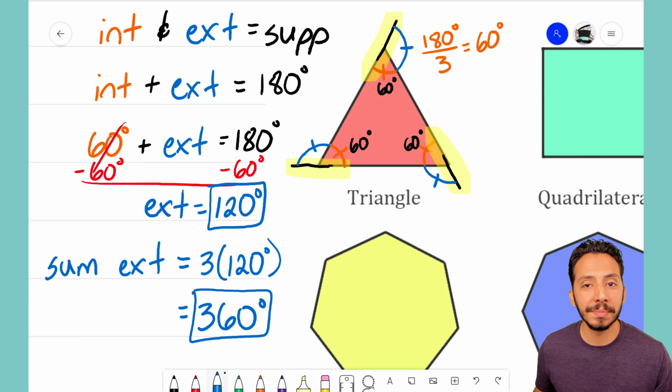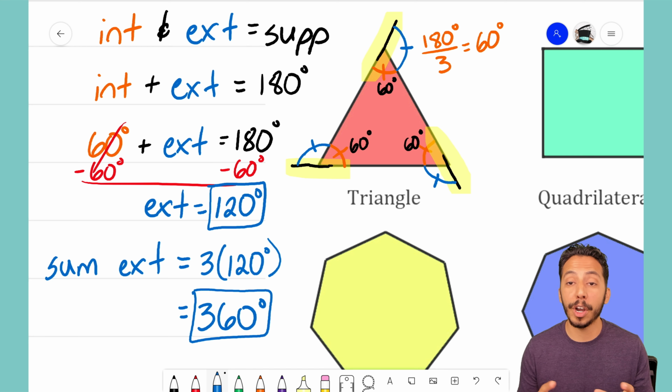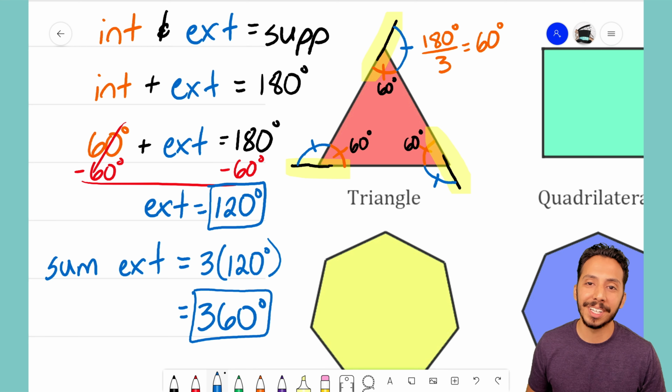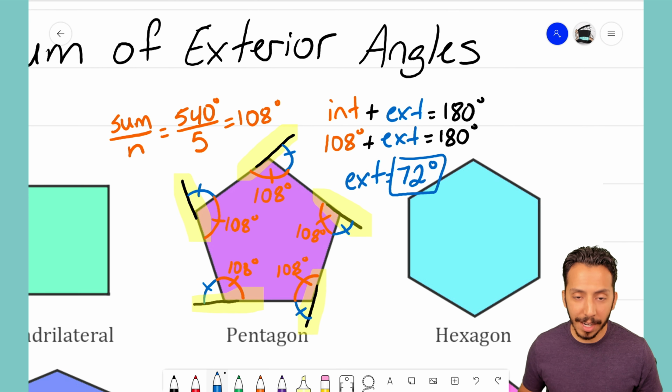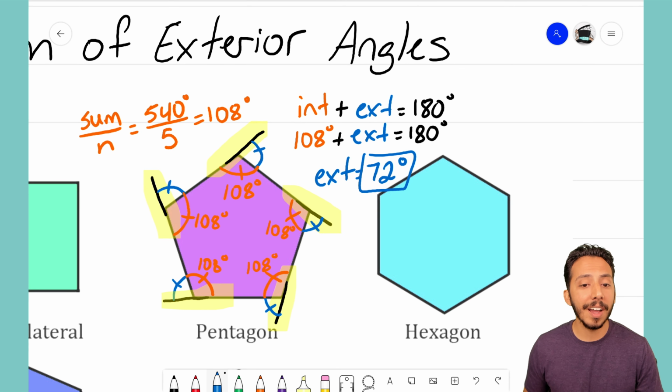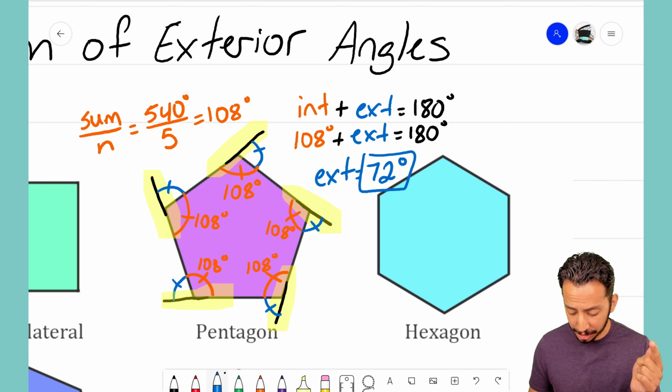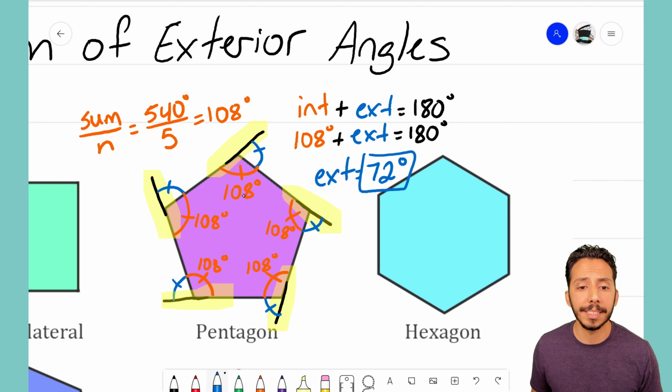Very interesting that all of those angles on the triangle add up to the same measurement as a circle. Let's see if we can find the sum of the exterior angles for our pentagon. Looking here at the pentagon, we found out in the last video that every exterior angle was 72 degrees. It was 72 degrees because each interior angle was 108, and 180 minus 108 gave us 72 degrees.